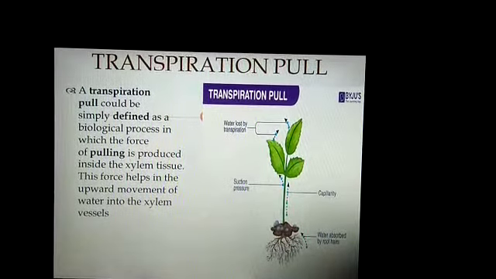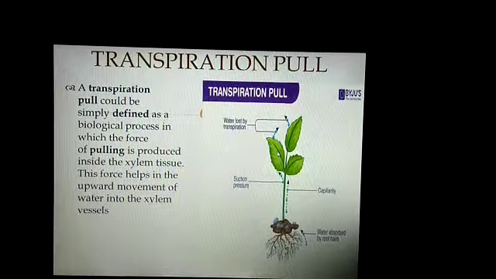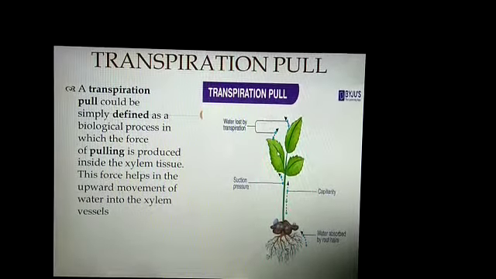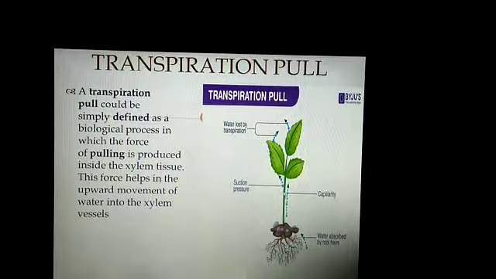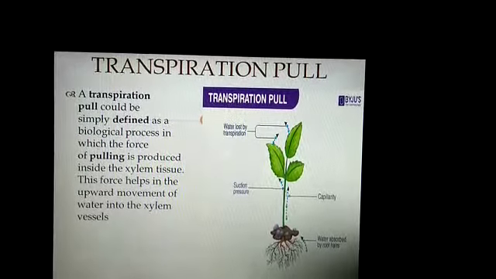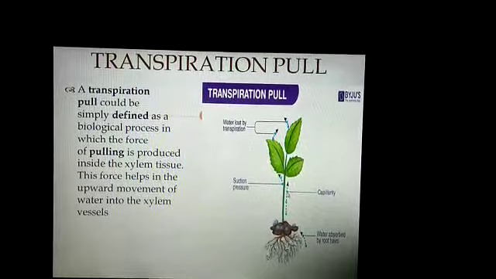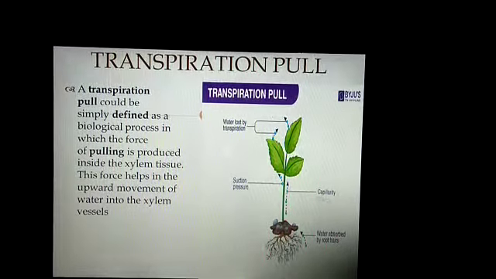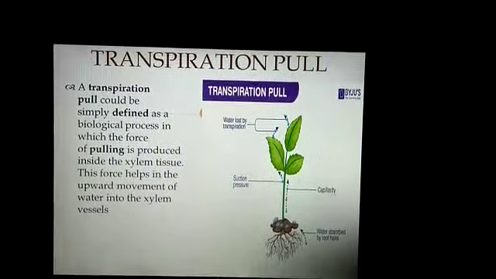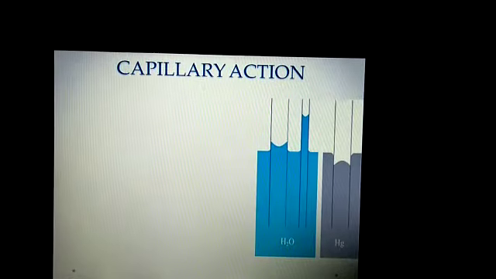In the given picture you can see there is loss of water by transpiration from the surface of the leaf, and due to this loss of water a suction pressure is created, and that suction pressure results in the upward movement of water from the root. This upward movement of water is called capillarity. Now next see what is capillary action.